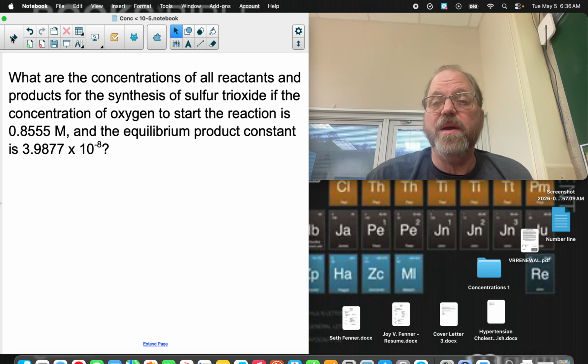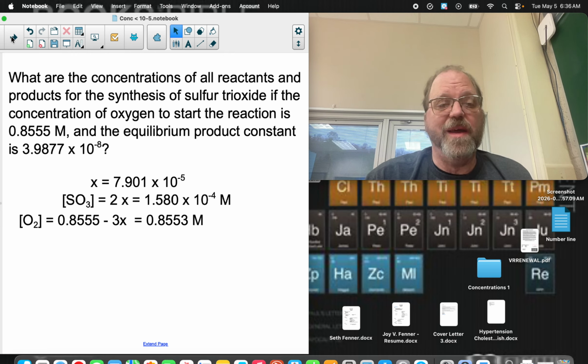Here we go. Ready? Answers. There we go. So that's my x value, my sulfur, and we don't have sulfur there because it is a solid. All right. Hopefully not too bad.